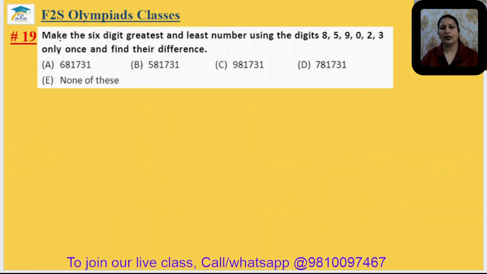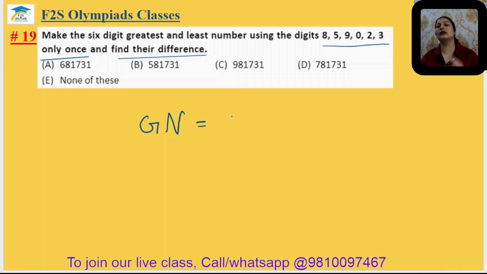19. Make the 6-digit greatest and least number using the digits, each only once, which means we cannot repeat the digits, and find the difference. First write the greatest number. To write the greatest number using different digits, we arrange the digits in descending order. So it will be 9, 8, 5, 3, 2, 0.